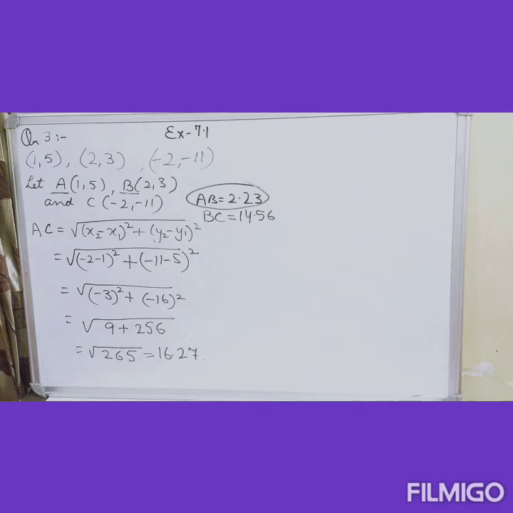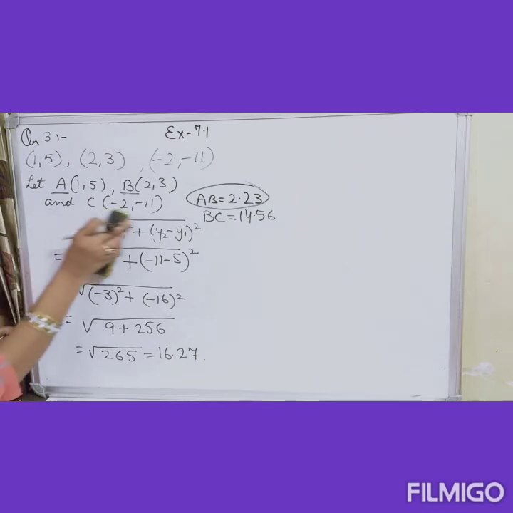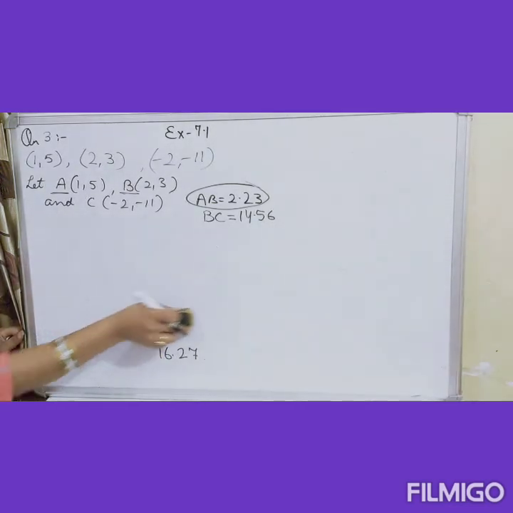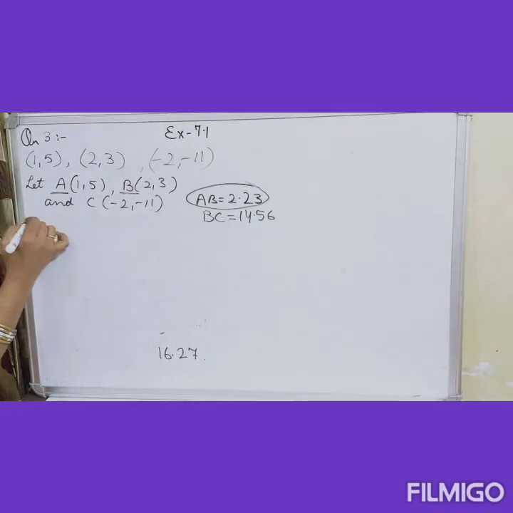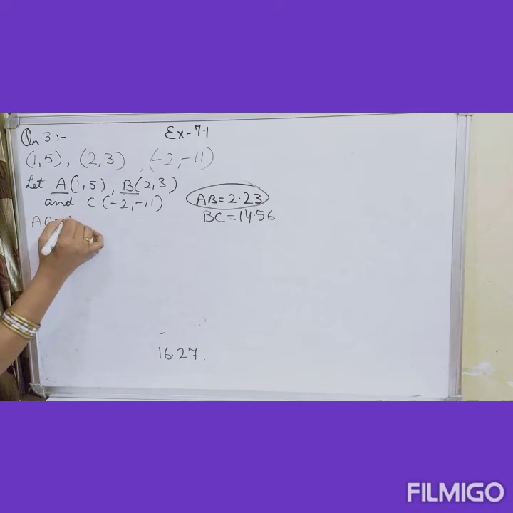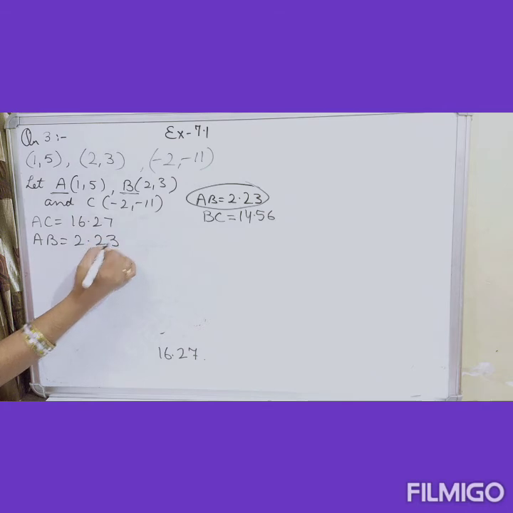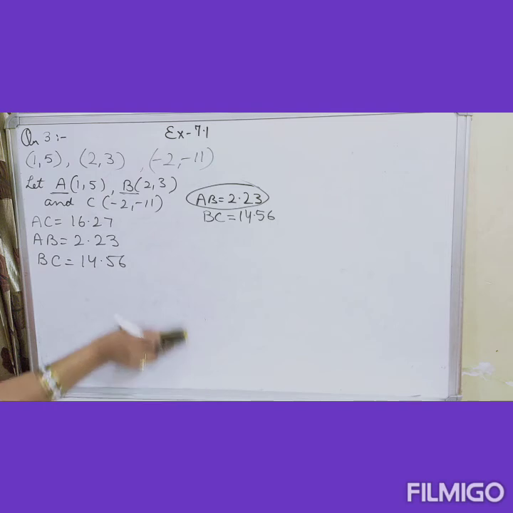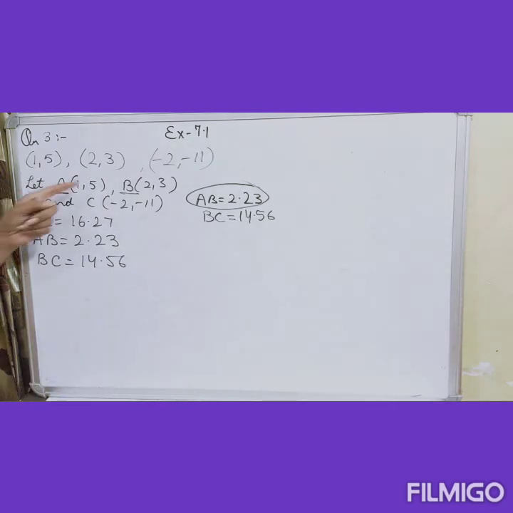Now after getting all three values, what do we have to do? I will tell you how we find out whether these points are collinear or not. First I will just write the values. AC is 16.27, AB is 2.23 and BC is 14.56. But before explaining this, I want to give you an example of how we show that 3 points are collinear.